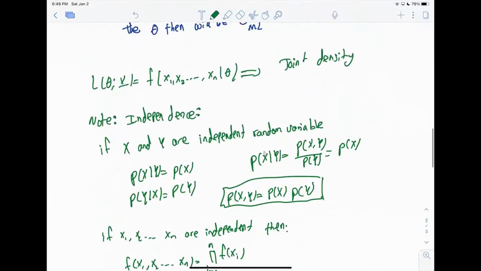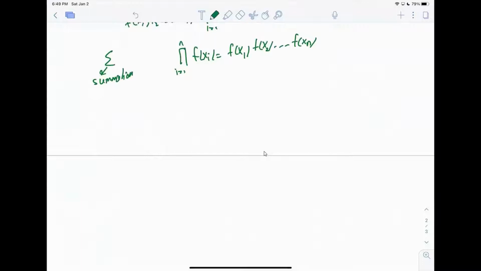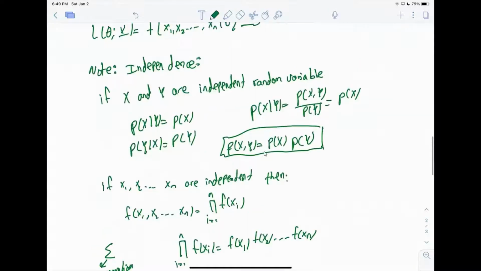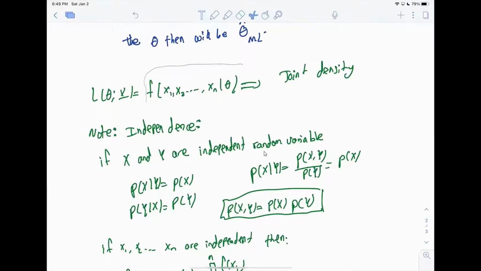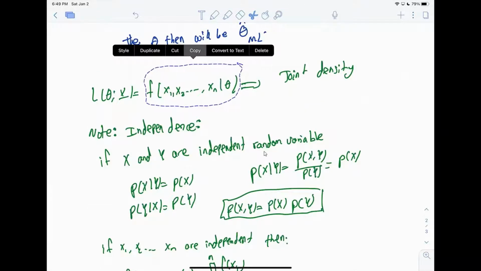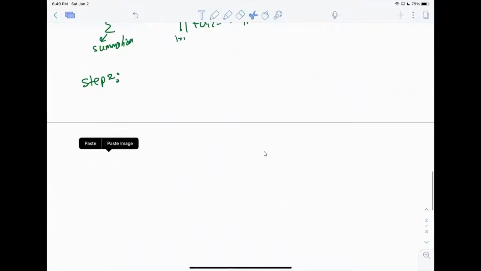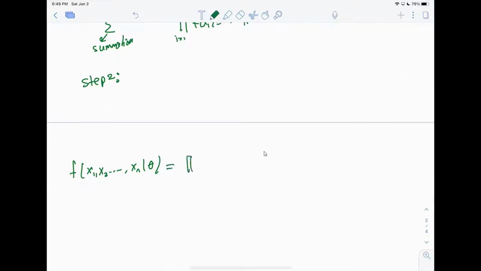Okay? So now let's go back here. We are in step 2. We are going to use the property of independence. I'm going to copy this one, and you all see that I'm going to follow this step. I'm going to use the property of independence. This is equal to the product, i from 1 to n, of f of xi given theta. That's all I'm doing. I'm not really doing anything fancy here. All I'm using is the property of independence.